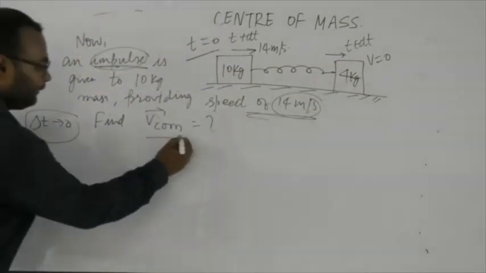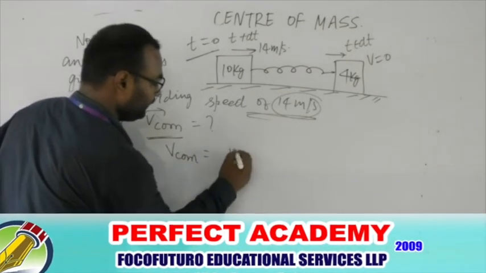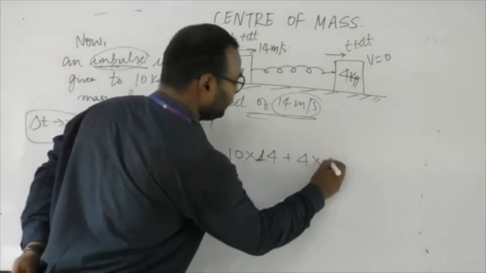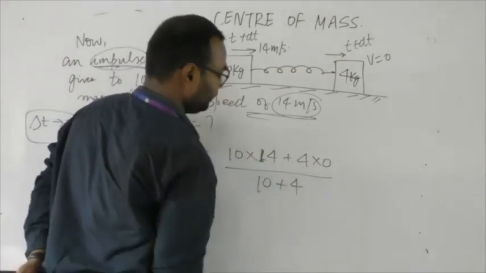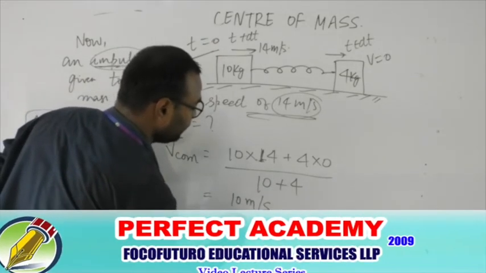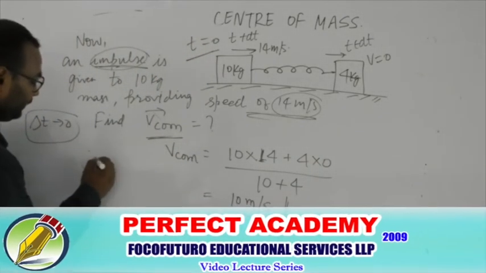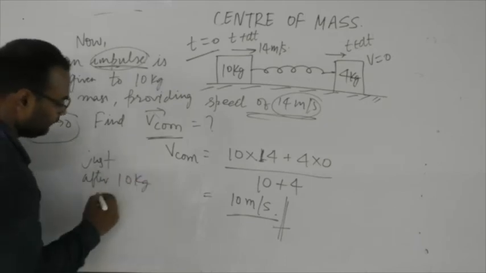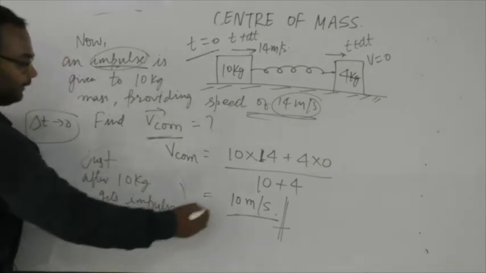So for that, now you have to find VCOM. It will be 10 into 14 plus 4 into 0 upon 10 plus 4. That means 10 meter per second. So this is the center of mass velocity just after the 10 kg gets the impulse. So this is the velocity.